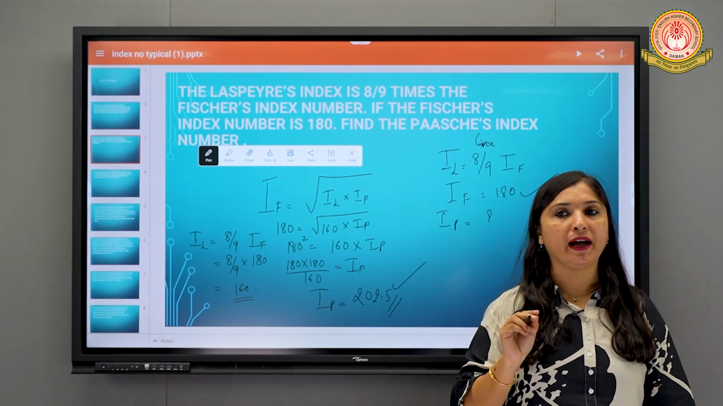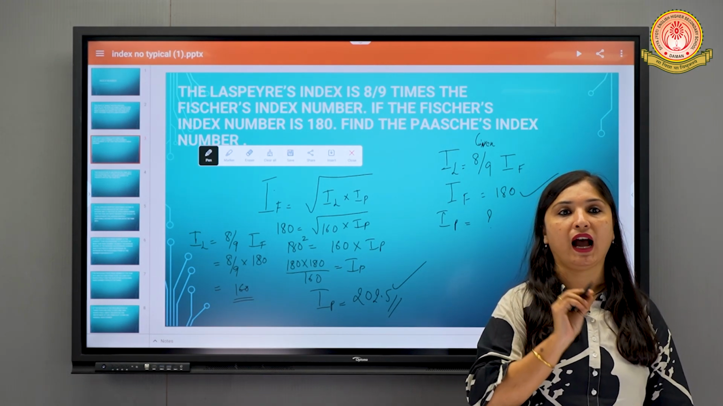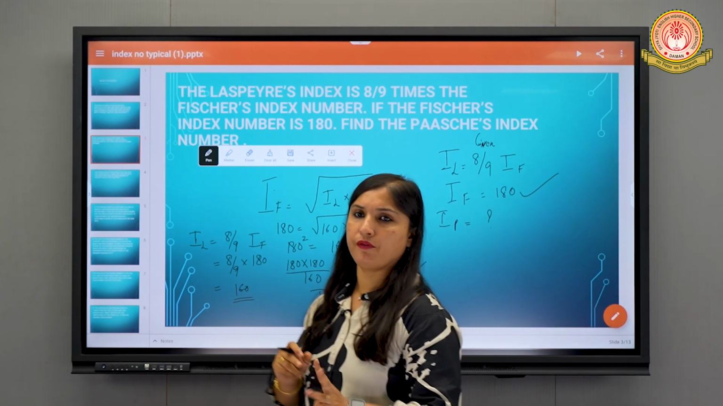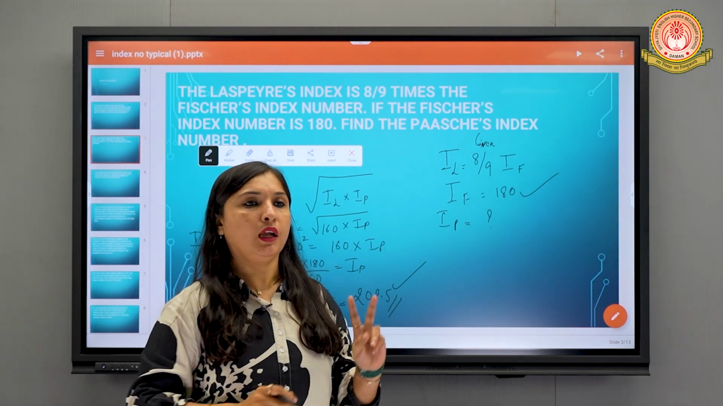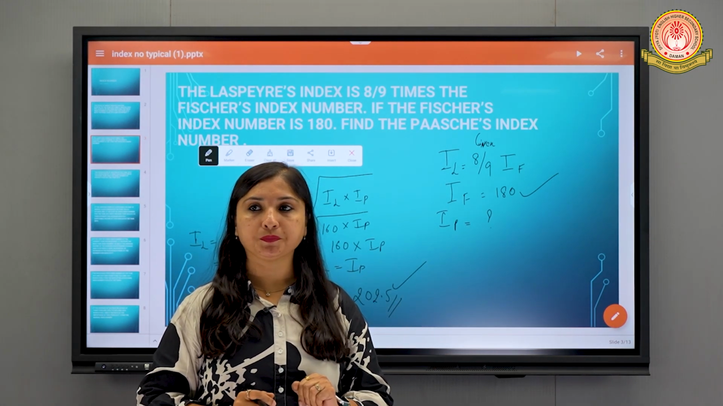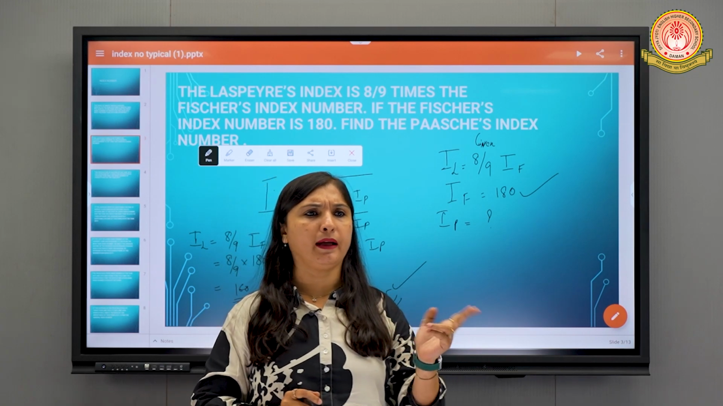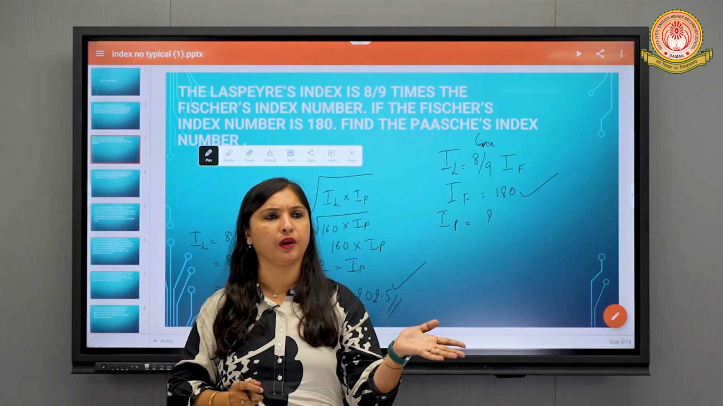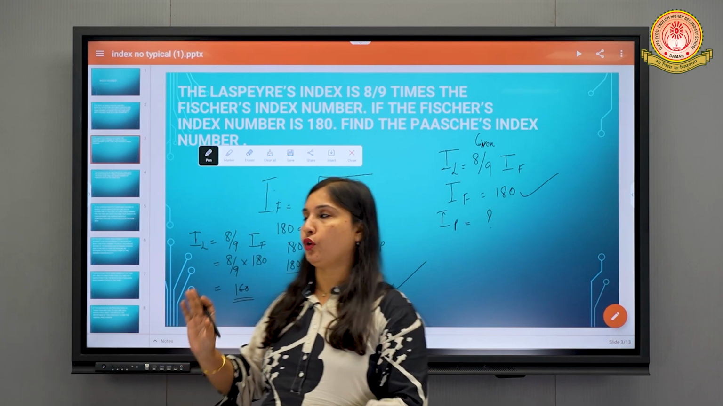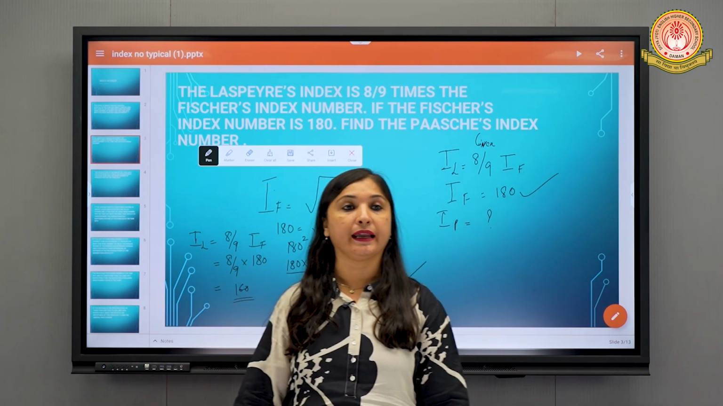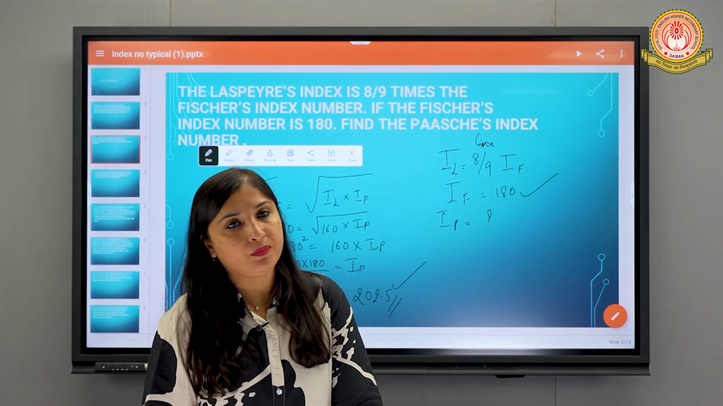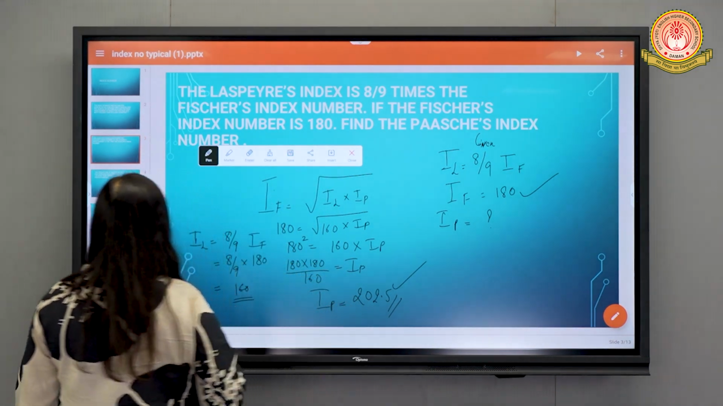What is the formula of IF? IF is under root of IL into IP. Whenever all these three pieces of information, IL, IF, IP, are involved, if two are given, we can easily find the third one. You have to just cross multiply, or shift your figures from here to there, and we can find it. But the formula we have to use is IF equals under root of IL into IP. Is it clear? Very good. Shall we move further?